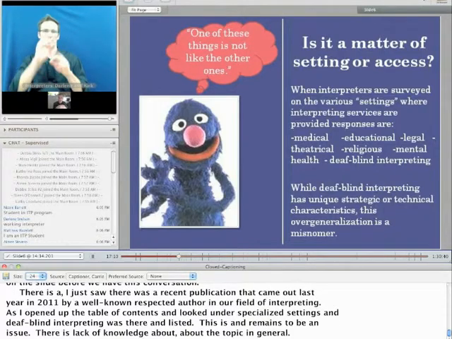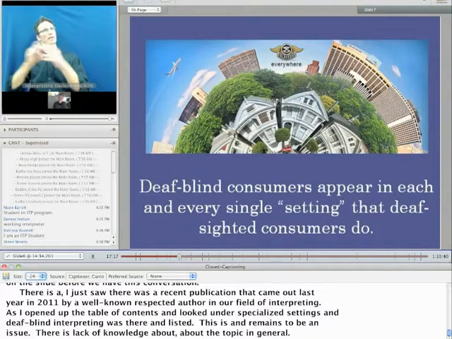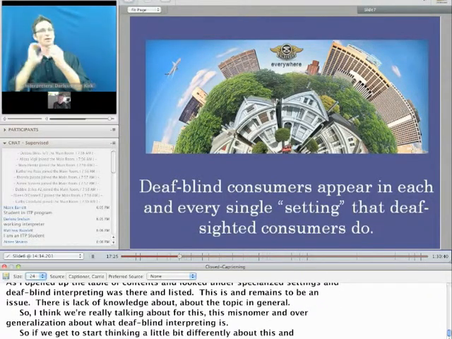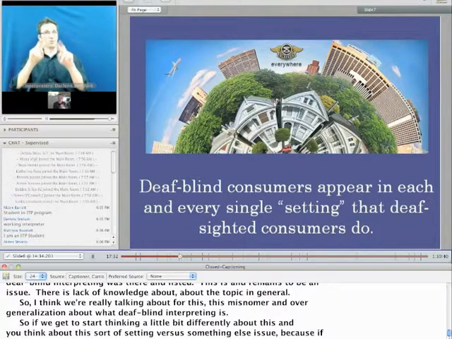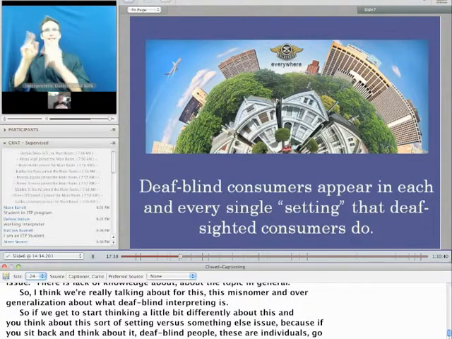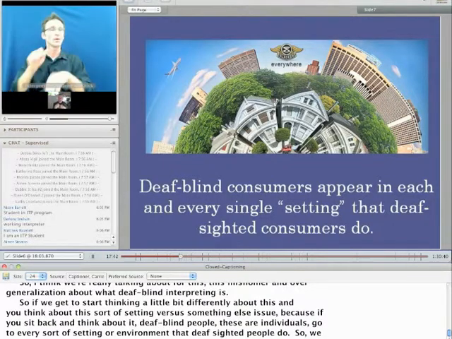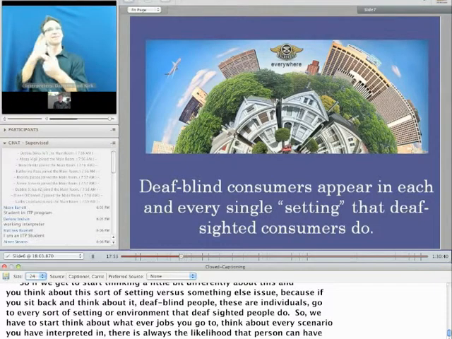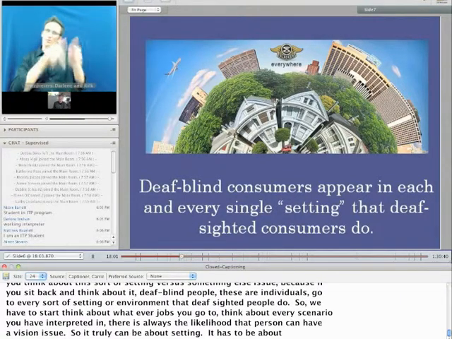So I think we're really talking about this misnomer, this overgeneralization about what deaf-blind interpreting is. If we start thinking a little differently about this, it's about settings versus something else. Because if you sit back and think about it, deaf-blind people go to every sort of setting or environment that deaf-sighted people do. So whatever job you go to, think about every scenario that you've interpreted in: there's always the likelihood that that person can have a vision issue. So it truly can't be about settings. It has to be about something else. It has to be about the person and the needs of that person in terms of accessing communication.